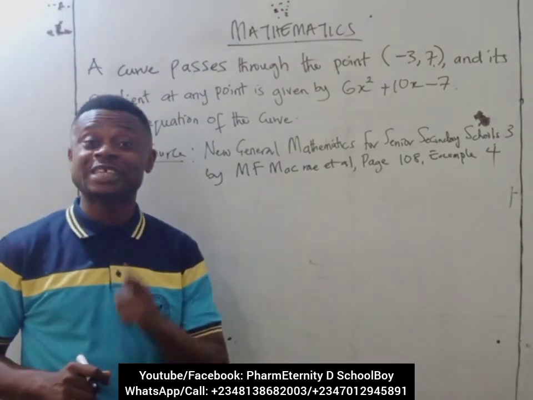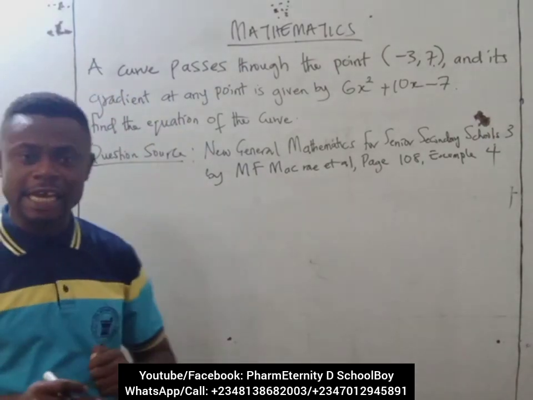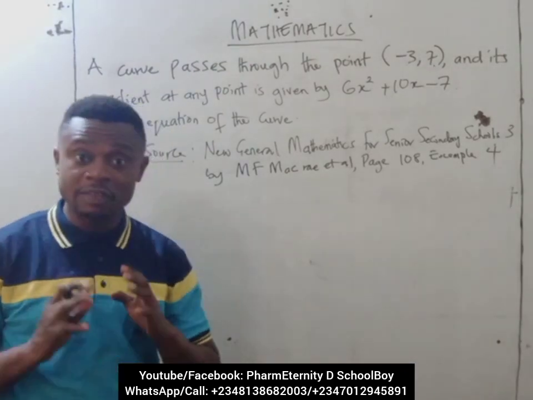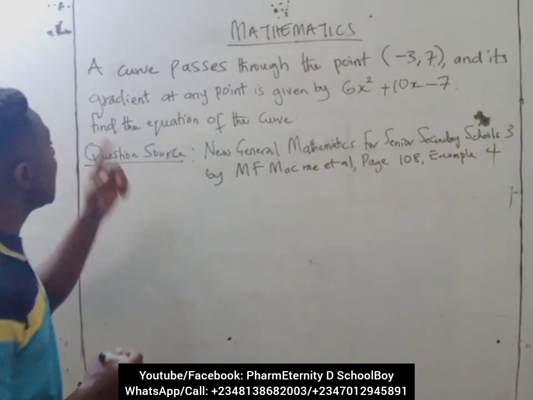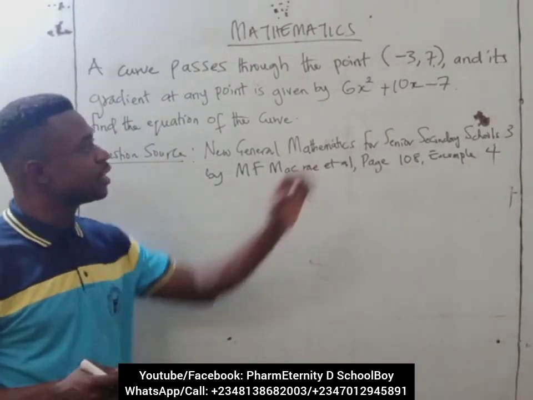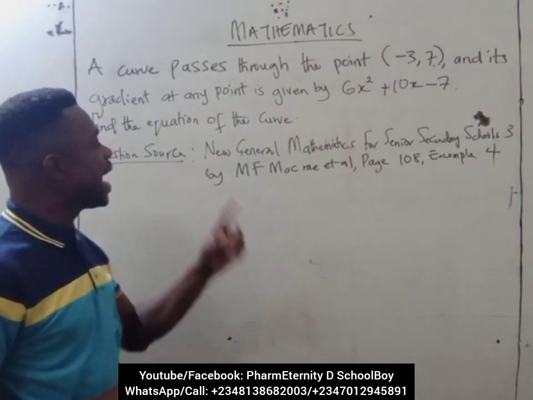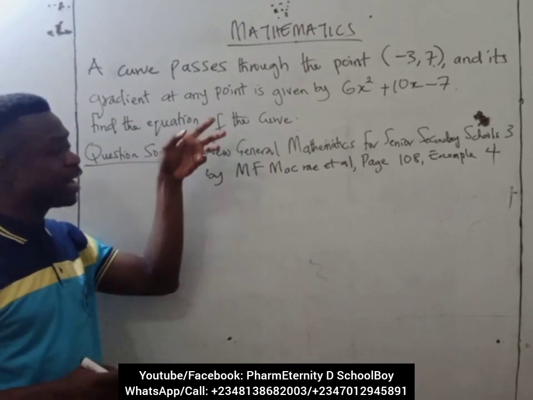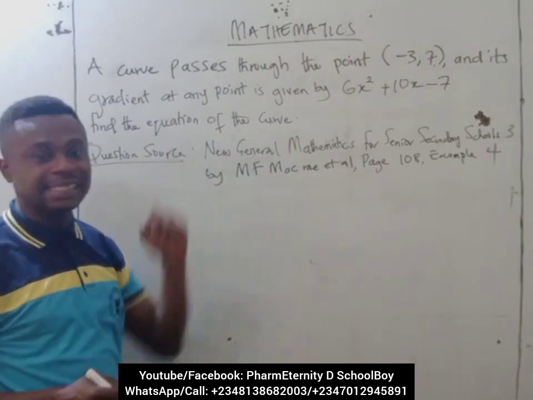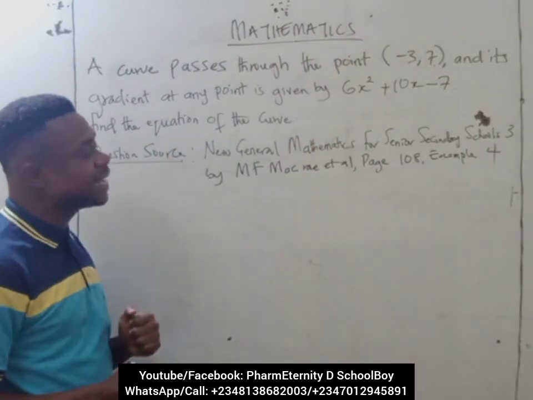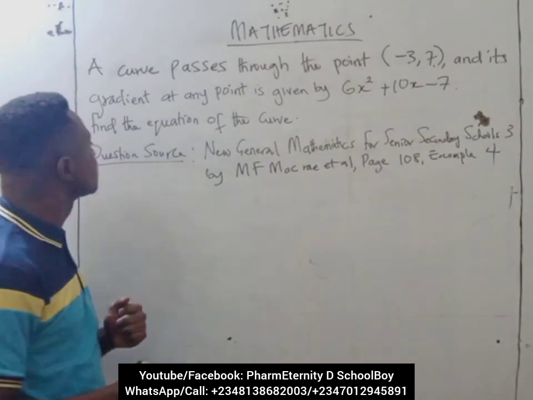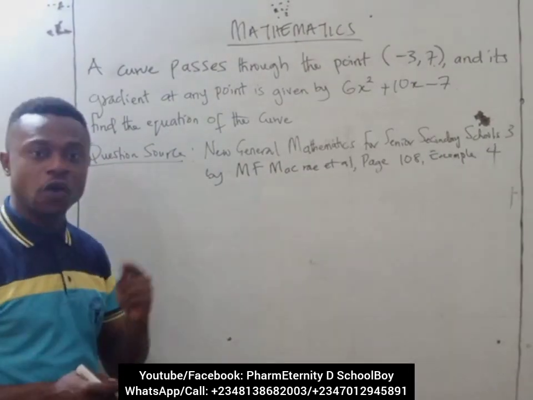Today we are going to take a look at mathematics and we have a question on the board. The question says, a curve passes through the point (-3, 7) and its gradient at any point is given by 6x squared plus 10x minus 7. Find the equation of the curve.